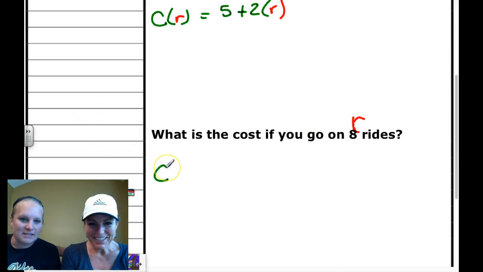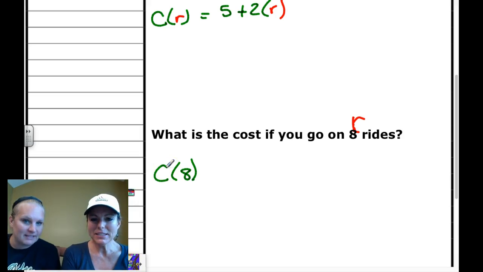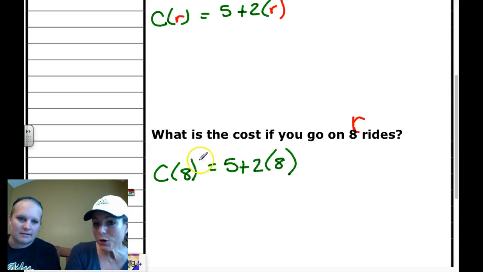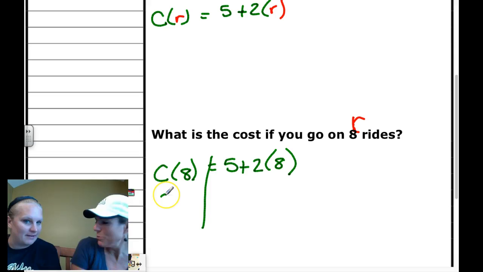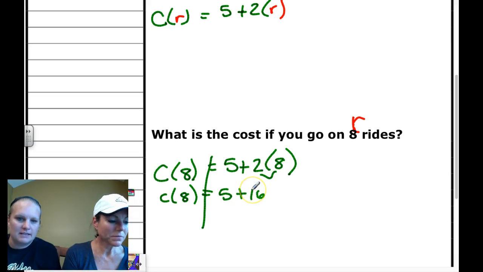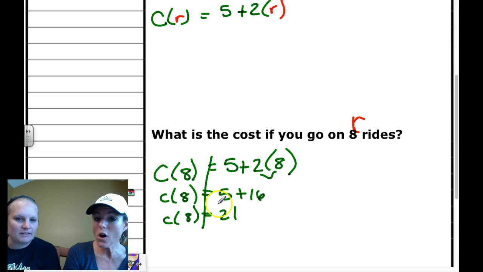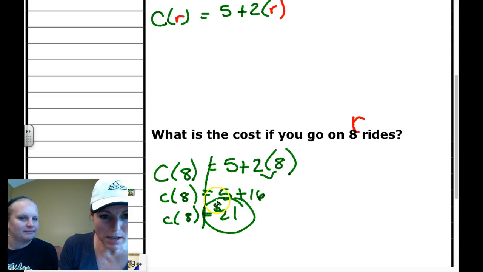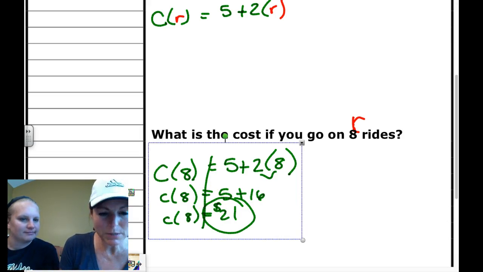Okay. So our cost of 8 rides equals, here we go, 5 plus 2. Plug in that 8. Again, we're using an input to generate an output, which is cost. So then we get 5 plus 2 times that is 16. Well, 5 plus 16, so the cost of 8 is $21. We need a little dollar sign because we're finding cost. That's it. Nice.